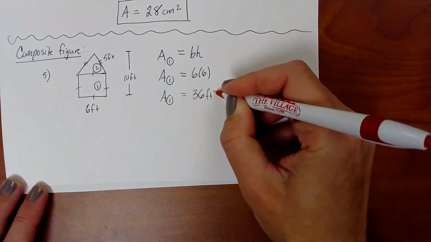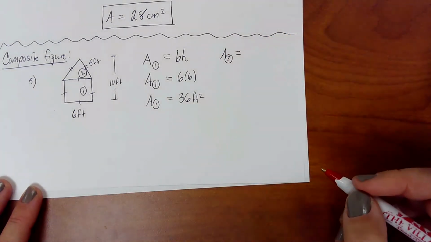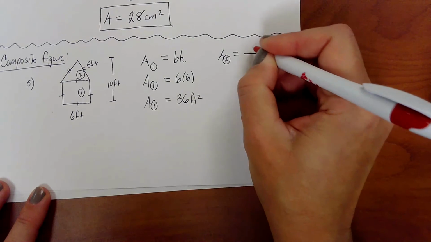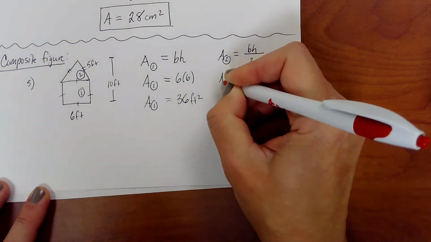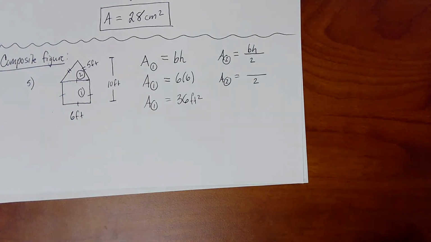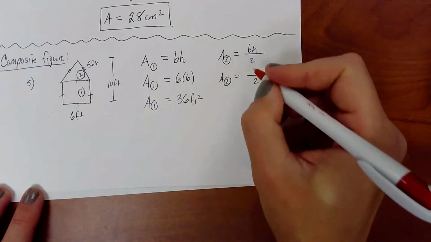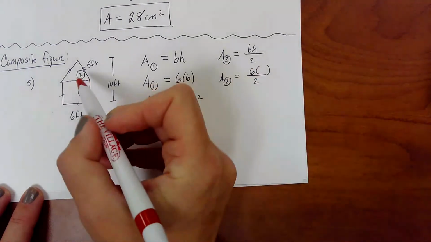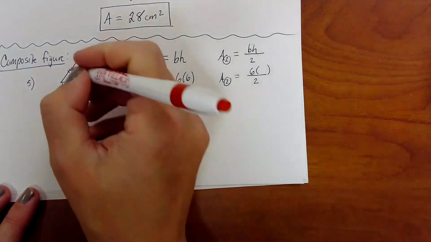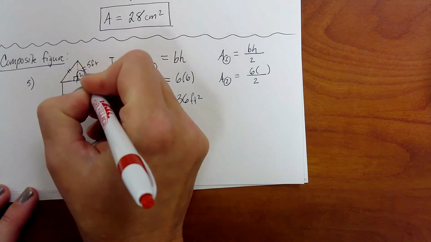You can put the units. Then the second section is a triangle, right? So what is the formula for that? Base times height over 2. Now what are the base and height of that triangle? I know the base is here, that's 6. But what's the height? It's not 5. 5 is at a slant. Remember, the height should make a 90 degree angle with the base.